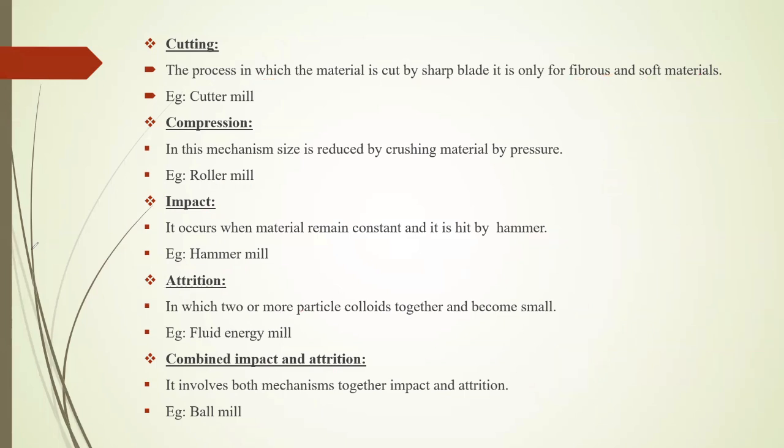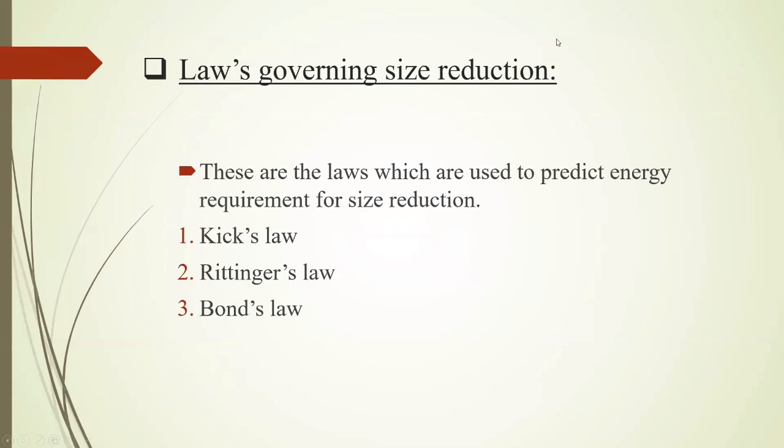This is about mechanism. And next is the laws governing the size reduction. There will be some laws applying here. So which laws apply here? We will get to know about that. There are some laws which are used to predict the energy requirement for the size reduction. फॉर एग्जाम्पल एक पार्टिकल का साइज रिड्यूस करने के लिए कितना एनर्जी लगेगा हमें, उसको प्रिडिक्ट जो करता है वो लॉस. ओके, सो देर आर थ्री मेन लॉस. फर्स्ट वन इज द किक्स लॉ, second is the Rittinger's law, and third is the Bond's law. We'll get to know in detail these three laws.